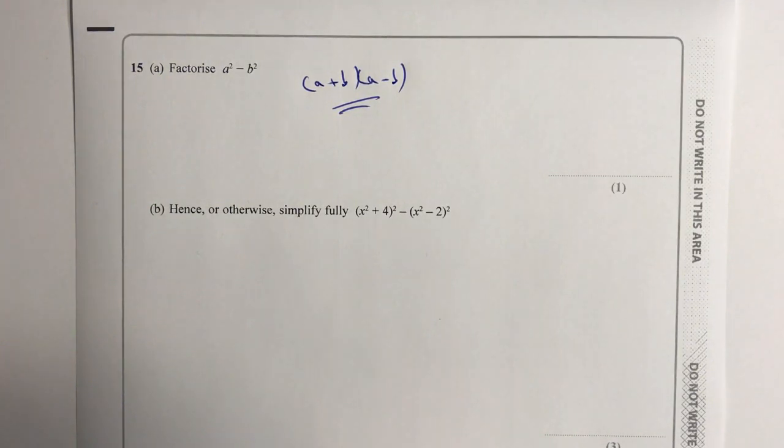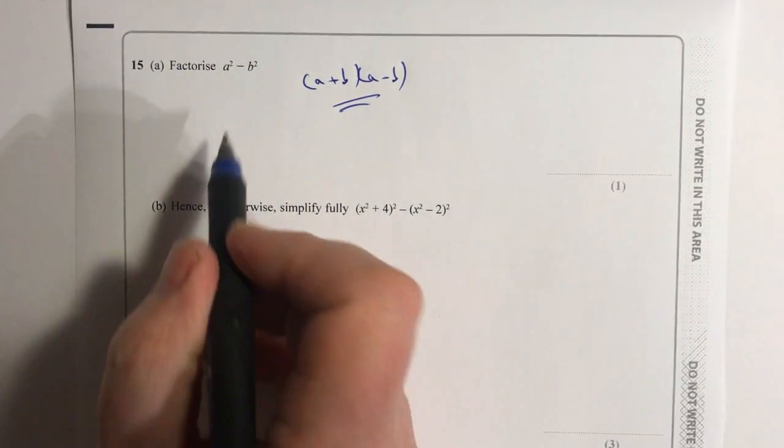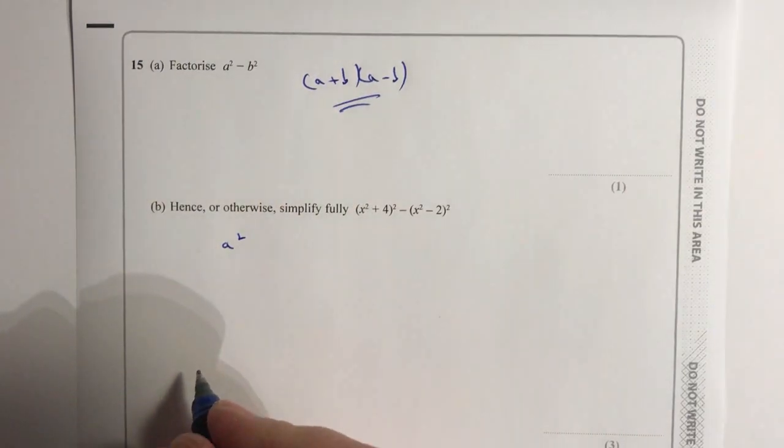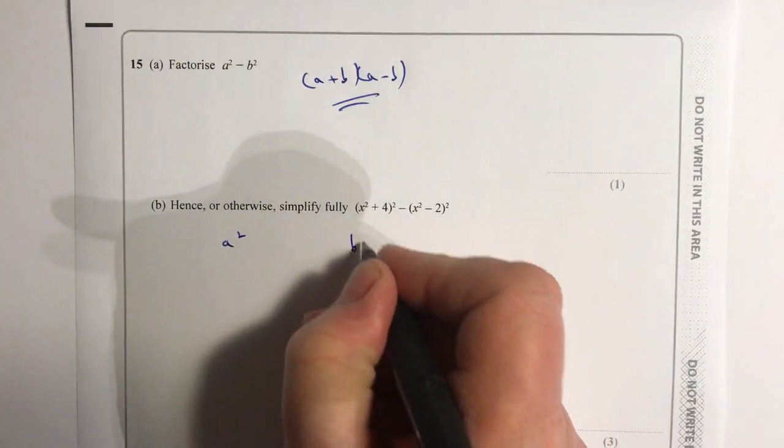Okay, the more important application of this is the second part of the question, which is a 3 marker, and it says hence or otherwise simplify fully this. Now you could simplify it by just working it through, and you probably could pick up a couple of marks by doing that. However, what they're saying is that we've got this value of a squared, which is this value at the top here, and we've got actually this value of b squared.